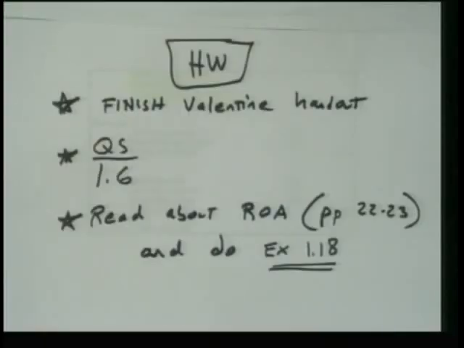Okay, let me give you your homework. Here is the homework I want you to do. I want you to finish the Valentine handout. I want you to do Quick Study 1.6. And then I want you to read about return on assets, ROA. It's on pages 22 and 23 in your book, and do exercise 118. Each chapter has a ratio at the end of it, and we'll talk about those.